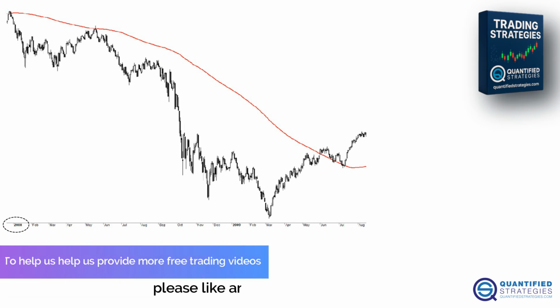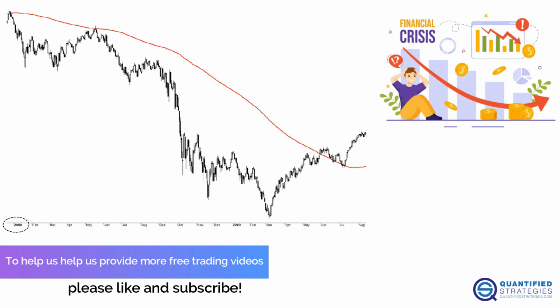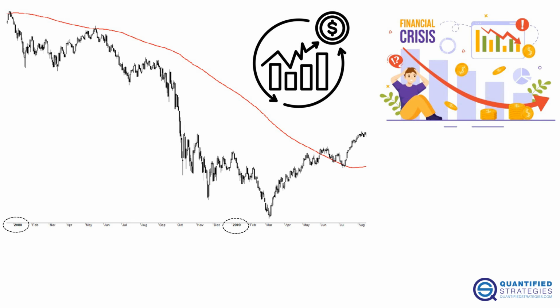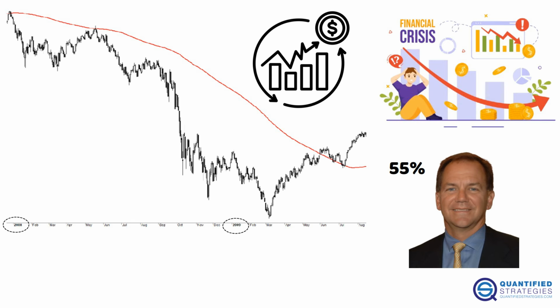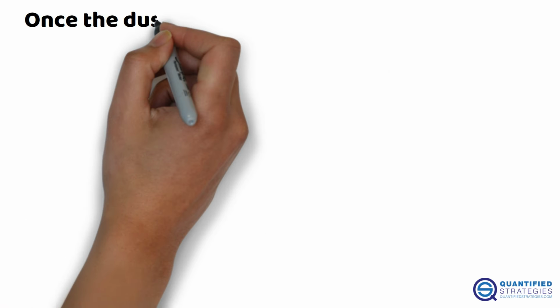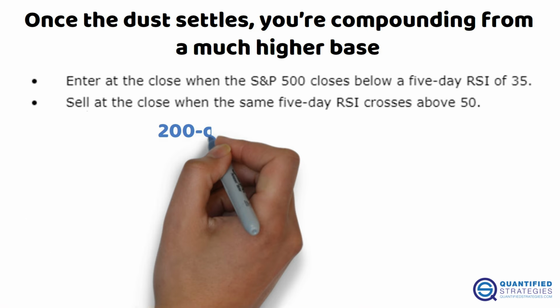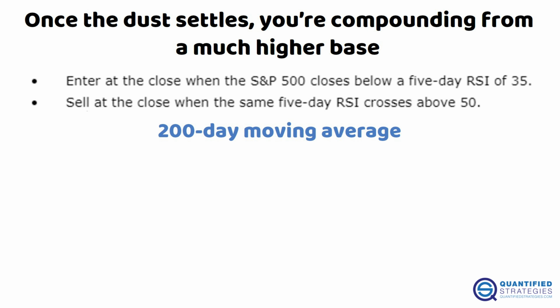This strategy had you exit the market before the financial crisis and re-enter in 2009. You avoided a 55% crash. This is why Paul Tudor Jones loves the 200-day moving average. Once the dust settles, you're compounding from a much higher base. The 200-day moving average also works great as a filter for short-term strategies.